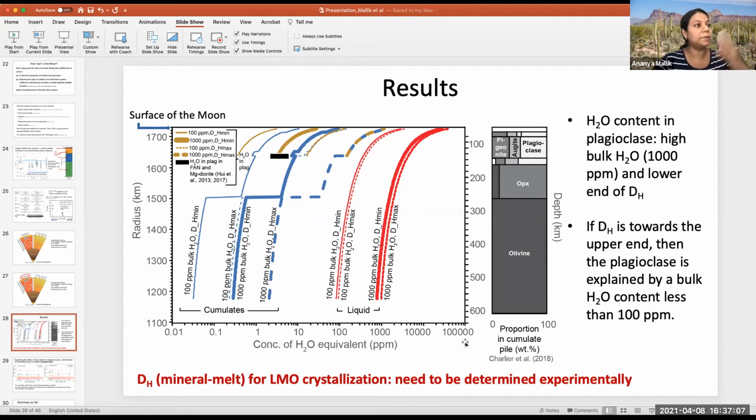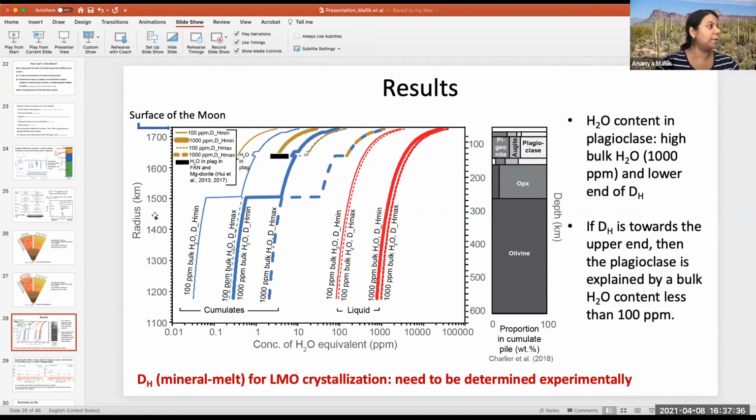And once Arkadeep did that, we implemented the partition coefficients, the minimum and the maximum, to see how much hydrogen is partitioned into the minerals versus how much hydrogen goes into the residual liquid. And then we proceeded this partitioning as the magma ocean crystallized until the very end. So this graph here on the x-axis is the concentration of water equivalent. And then this is the radius.